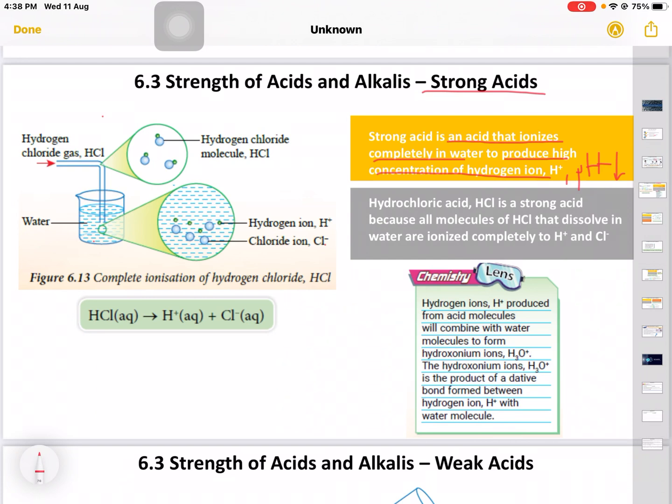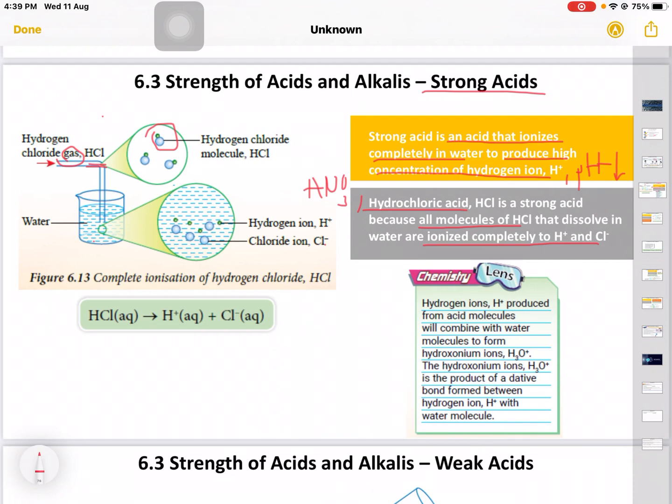An example of strong acid is hydrochloric acid. Other than that, we have HNO3, which is nitric acid. It's also a strong acid. Hydrochloric acid is a strong acid because all the molecules of HCl that dissolve in water are ionized completely to form hydrogen ion and chloride ion. So look at here, we have hydrogen chloride gas, HCl. We cannot say hydrochloric acid because the physical state is gas. When the HCl is put into water, then we call it hydrochloric acid. So this is the molecule of hydrogen chloride.